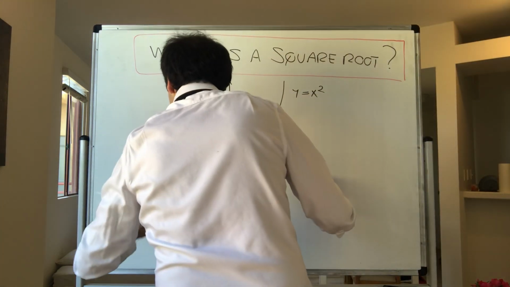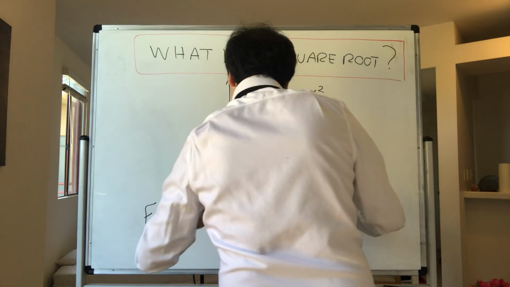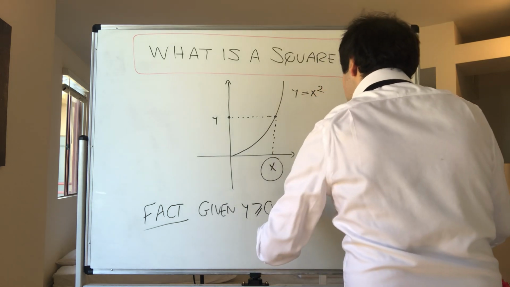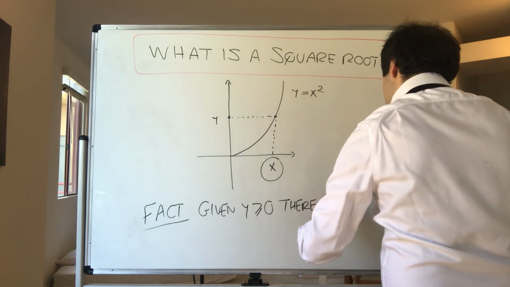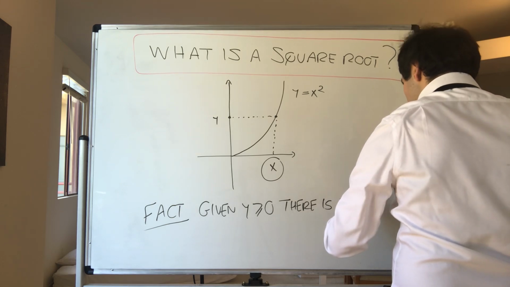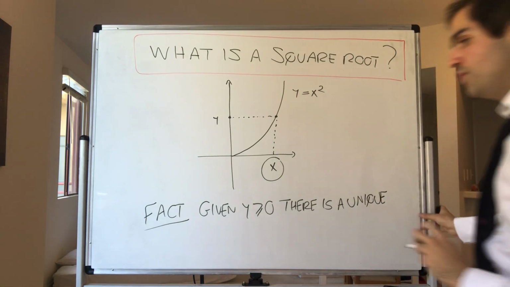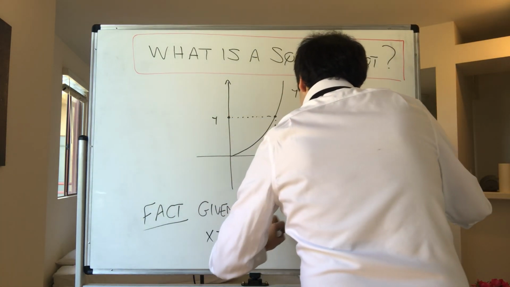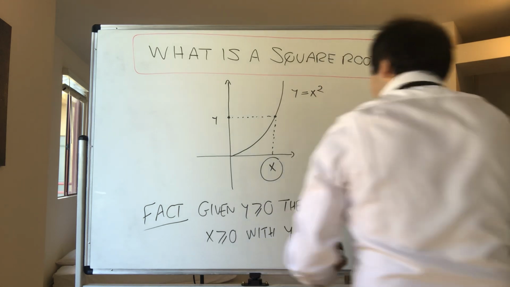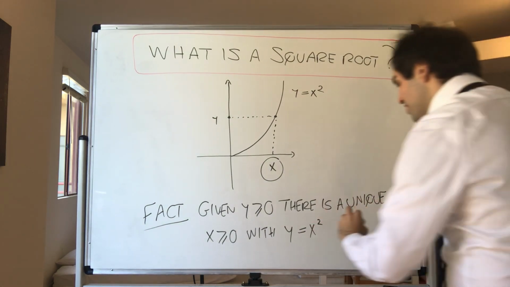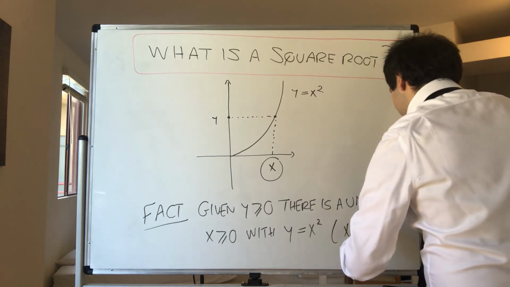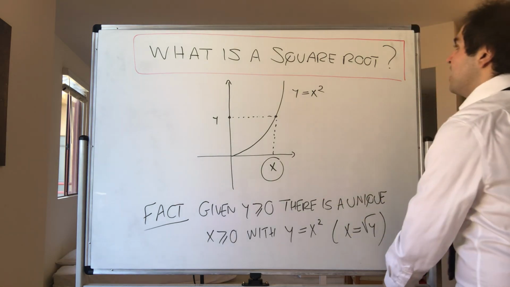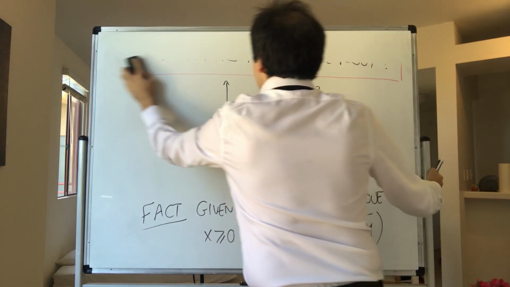So, fact: given y greater or equal to 0, there is a unique, it's the monique of the number world, so there's a unique x, non-negative, with y equals x squared. And this x, we'll call this square root of y. Okay? So now let's show this, and as I said, a very quick application of the Intermediate Value Theorem.